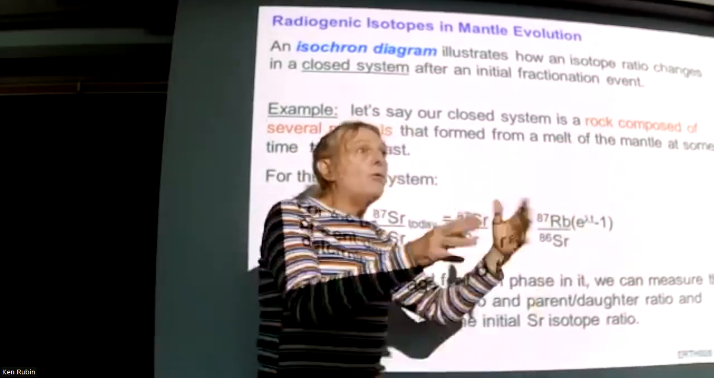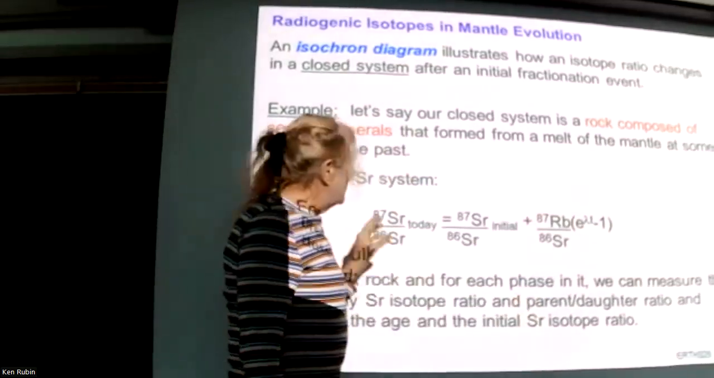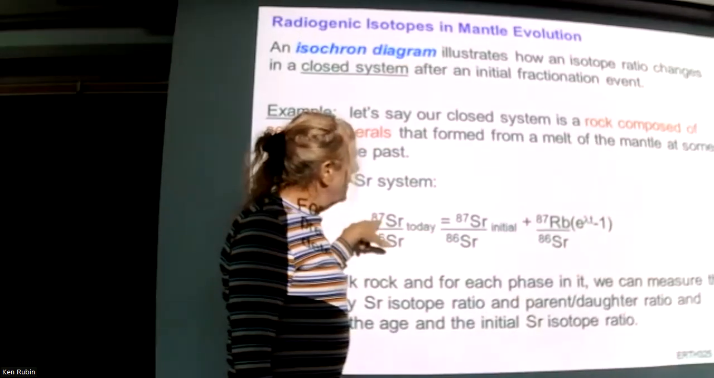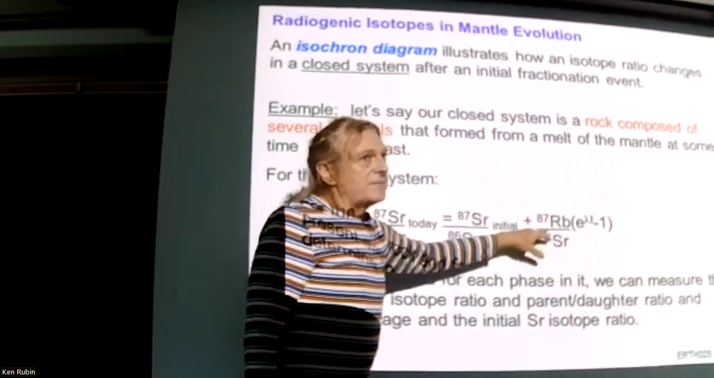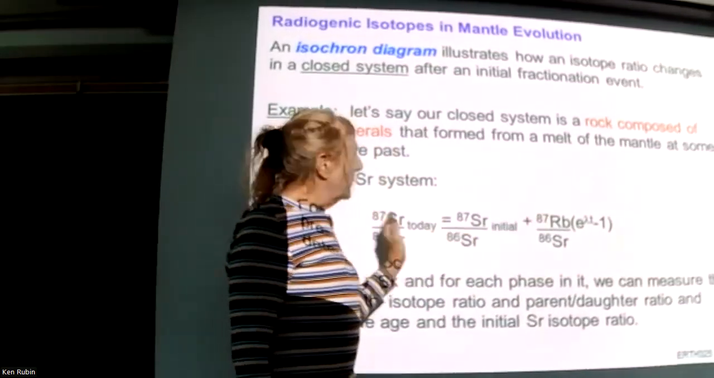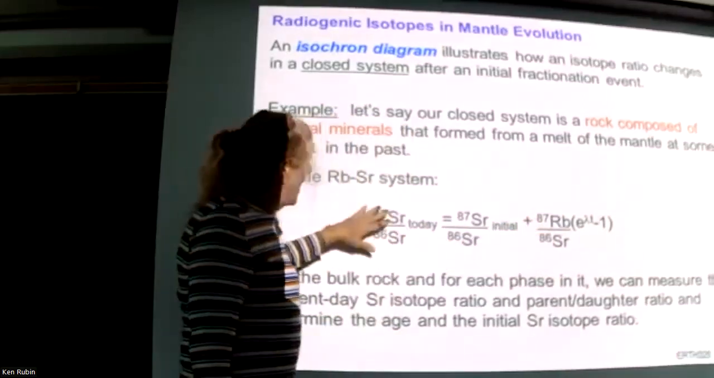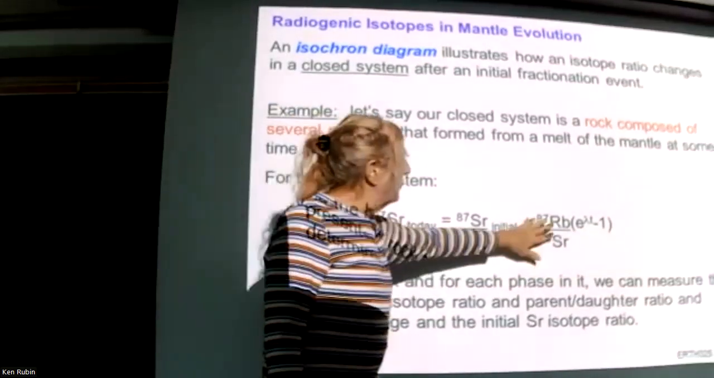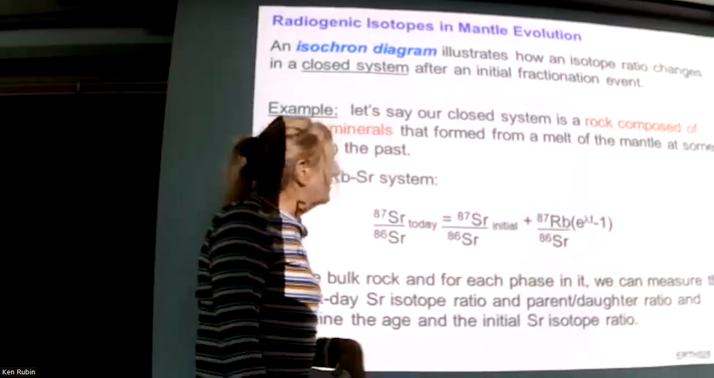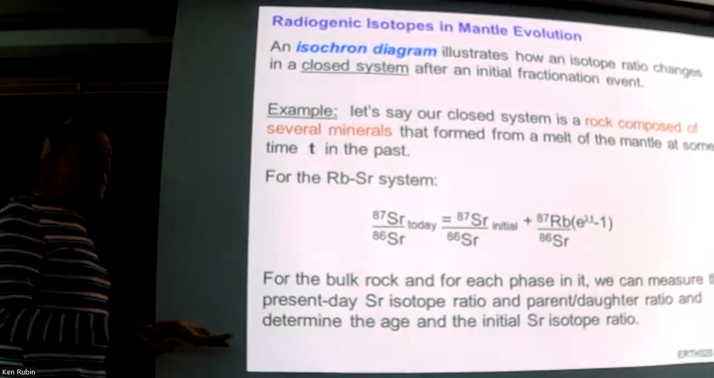This is different. Over time, the value in each mineral is going to change because they have different values of this, even if they have the same value of this. Something with a high ratio of that is going to have a higher ratio of this, and something with a low ratio of this, when it forms, will have a low ratio. So we can plot that up and make an isochron.